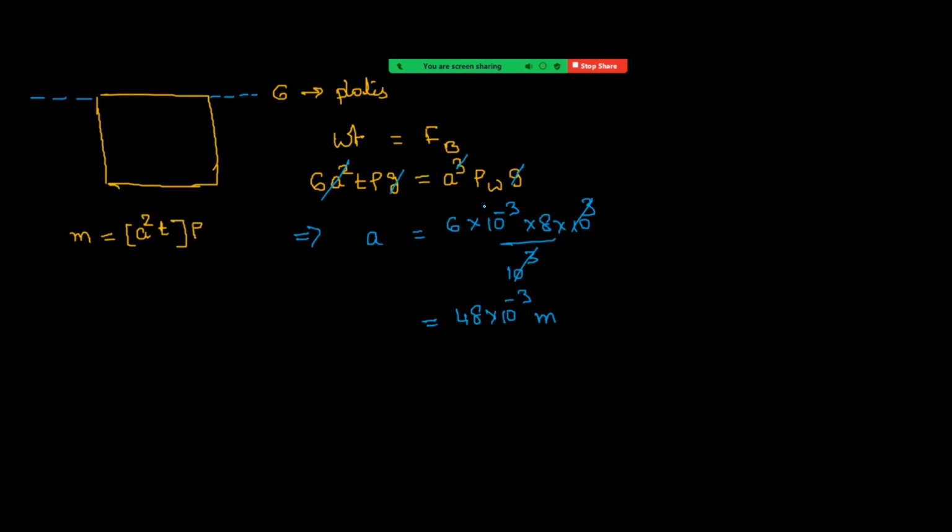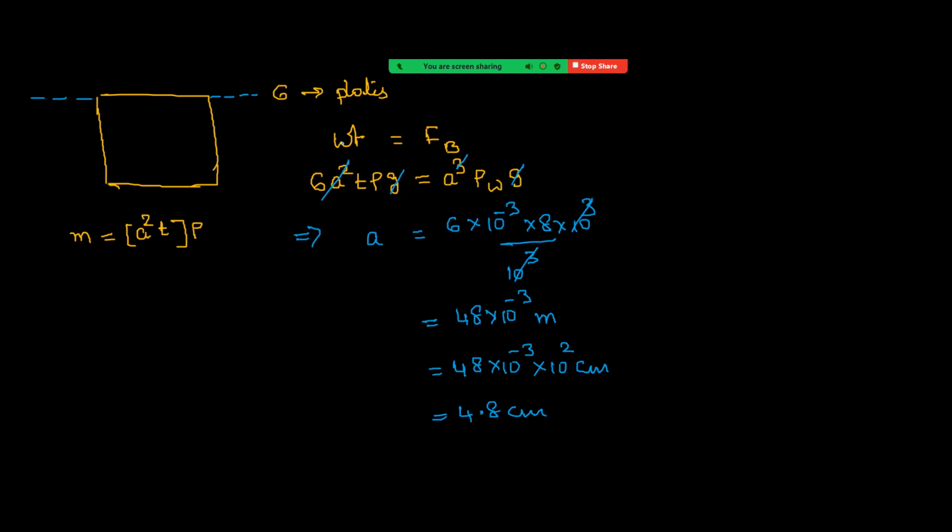Because we have taken the density of iron as 8,000 kg per meter cube, and the density of water also 1,000 kg per meter cube, the answer comes in terms of meter. If you want to convert into centimeter, this is 48 into 10 power minus 3; in place of meter, 10 power 2 centimeter. So the remaining is now 4.8 centimeter. Okay, it is very simple.